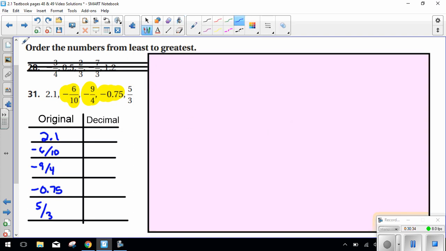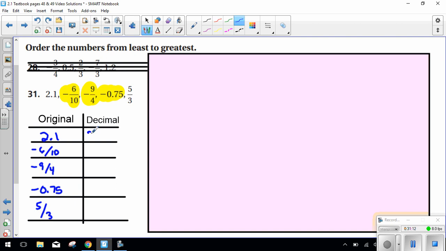So what we're going to do is order the numbers from least to greatest, smallest to largest. So what I did was I took each of these 5 numbers and I wrote them on the original side. And in my opinion, the easiest way to organize numbers from smallest to largest is putting everything into a decimal, because trying to find a common denominator between 5 numbers is possible, but it's a very tough task to do. So what I'm going to do is convert everything into a decimal.